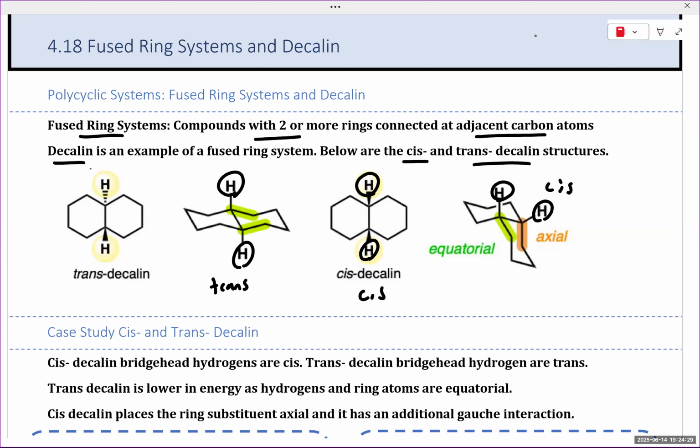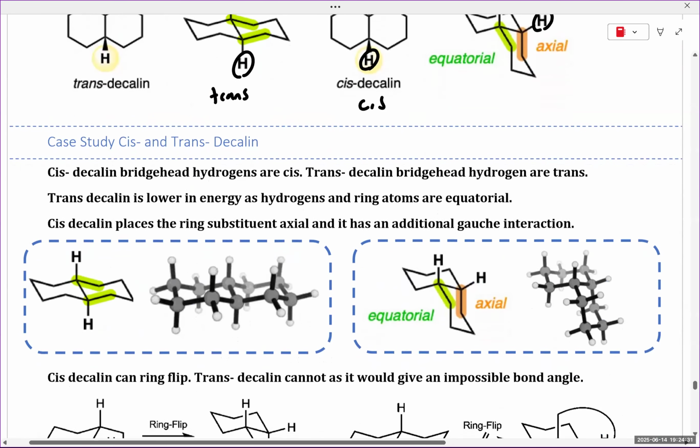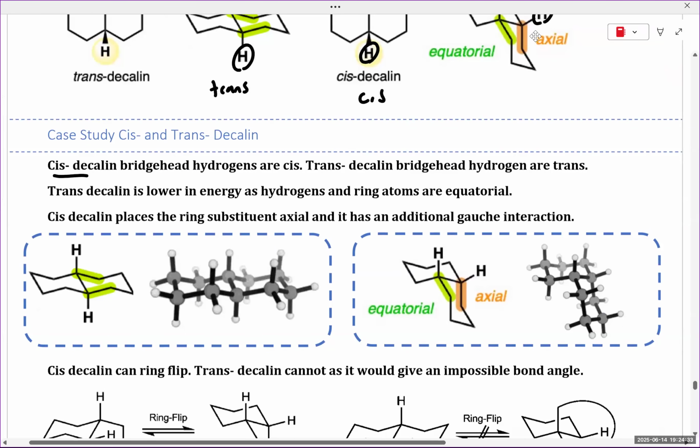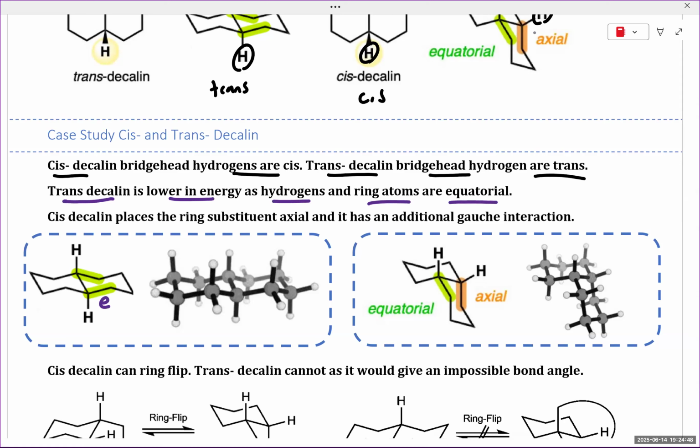Looking at cis and trans Decalin in a little more detail, in cis Decalin, the bridgehead hydrogens are cis. In trans Decalin, the bridgehead hydrogens are trans. Importantly, trans Decalin is lower in energy as the hydrogens and ring atoms are equatorial. So do you see the ring carbon bonds? They're in the equatorial position.